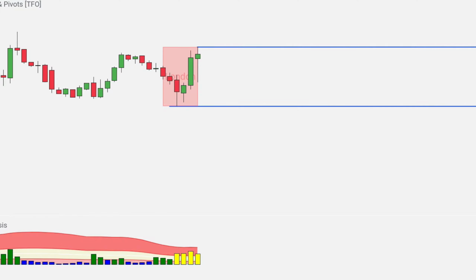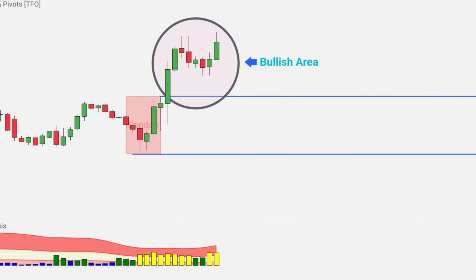Let's look at a different example here. As you can see, the London session box was breached to the upside, and we can say a bullish trend has started. However, because we prefer the safest entry, we want the volume analysis indicator to show a red-colored column.